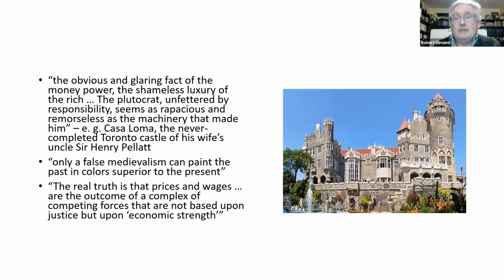his wife's uncle's place, his Casa Loma, the never completed downtown Toronto castle that his wife's uncle, Sir Henry Pellatt, built. Sir Henry Pellatt had a great talent for spending money, far exceeding his talent for making it. It's now a tourist attraction, but at the time, it did not seem to be the most socially useful way of employing wealth. Now, Leacock did not idealize the past.